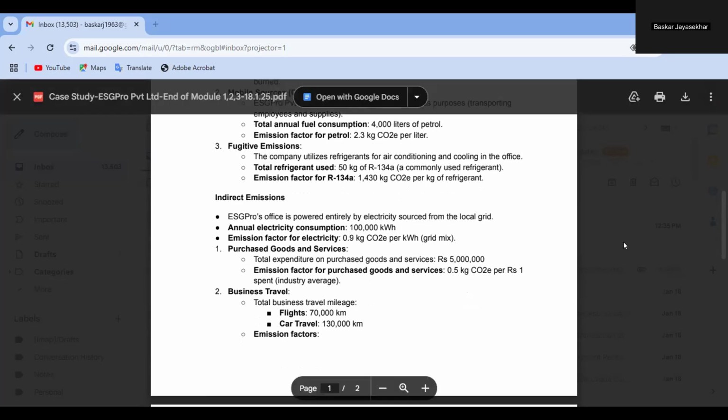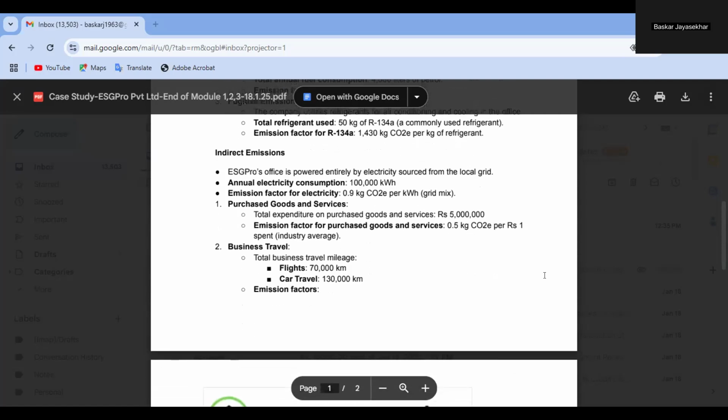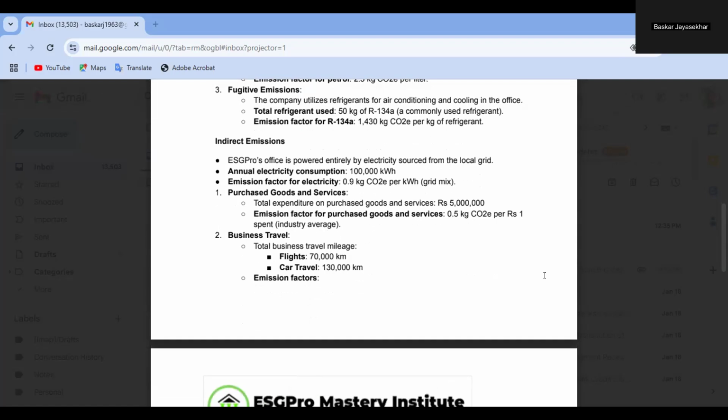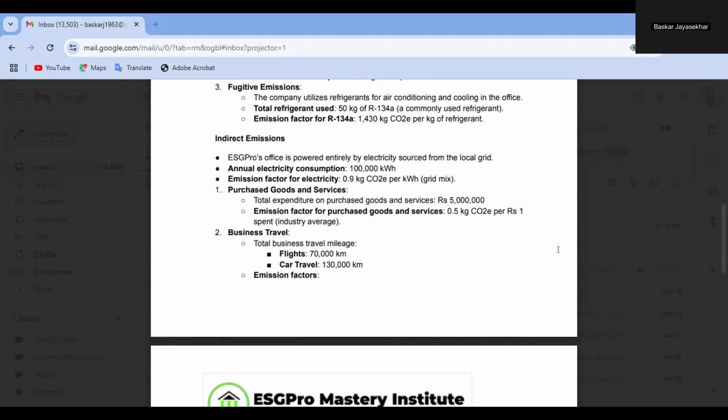Fugitive emissions: the company utilizes refrigerants for air conditioning and cooling in the office. Total refrigerant used is about 50 kg of R134A, a commonly used refrigerant. The emission factor for R134A is 1,430 kg CO2 equivalent per kg of refrigerant. Indirect emissions: the ESG Pro office is powered entirely by electricity sourced from the local grid. Annual electricity consumption is about 1 lakh kilowatt-hours. The emission factor for electricity is 0.9 kg CO2 equivalent per kilowatt-hour, grid mix.